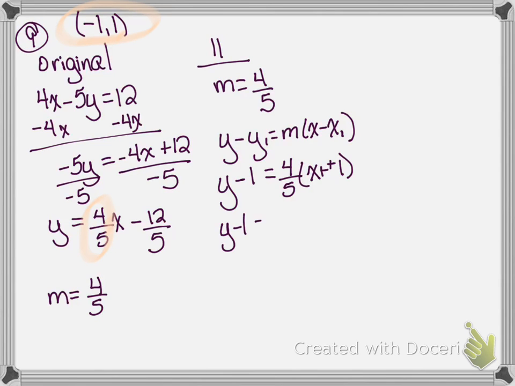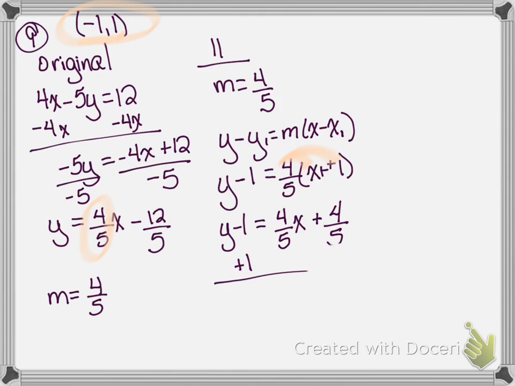So I have y minus 1 equals 4/5 x plus 4/5. I'm distributing this 4/5 to both, so don't forget to distribute that there. Now I'm going to add +1 to both sides. When I add +1 to the right-hand side, I've got to change that +1 to something in terms of 5.